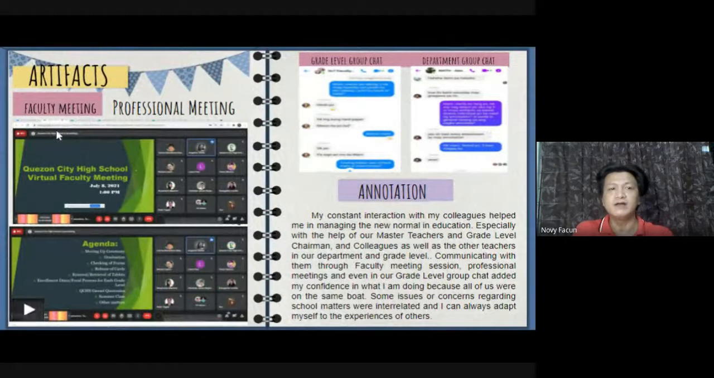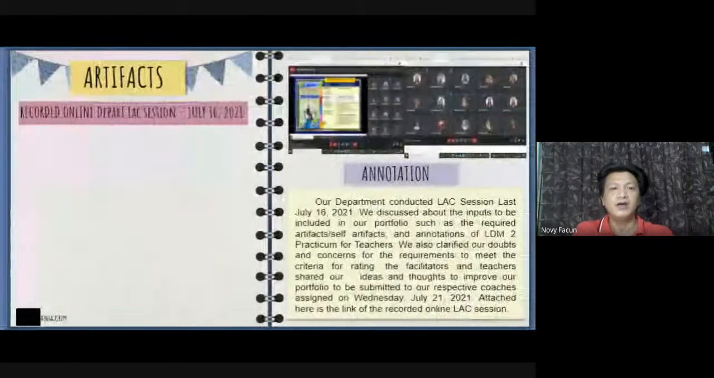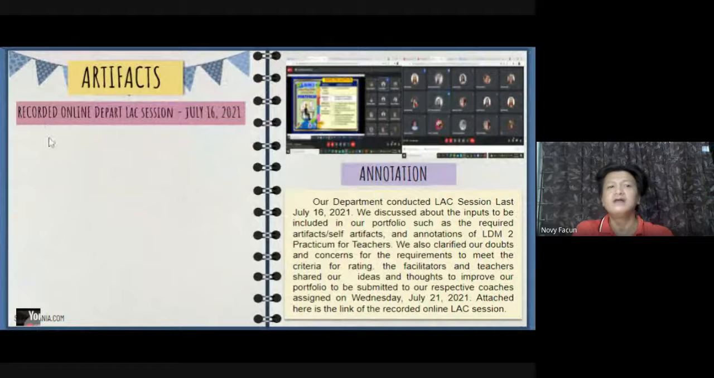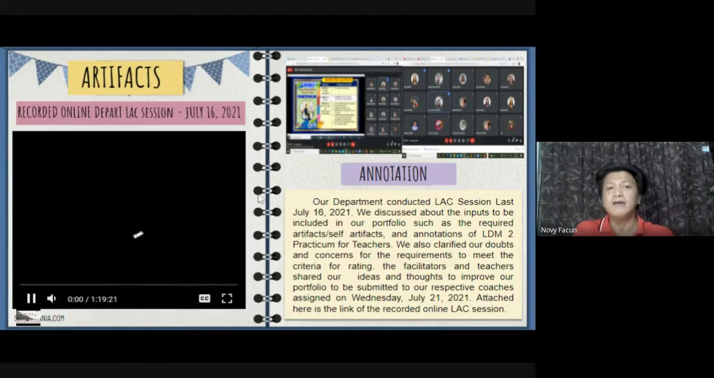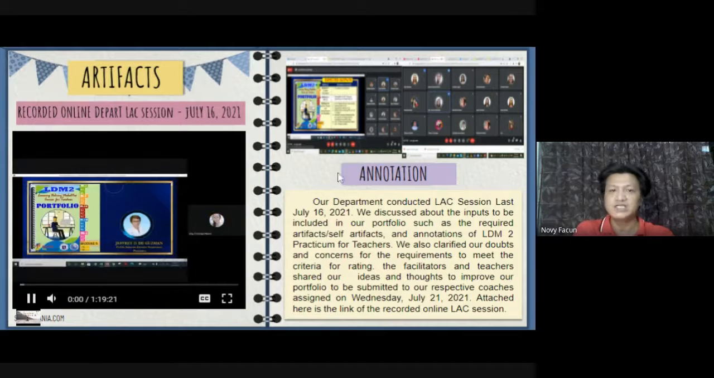And we also have the faculty meeting or professional meeting with the picture of your attendance and our annotation. And also our group chat conversation, no? So there, each one exchanged ideas or learnings, the co-teachers. Okay, another, we have the recorded online department class session during our meeting, July 16 this is, no? I just attached our recorded meeting there, and our annotation.